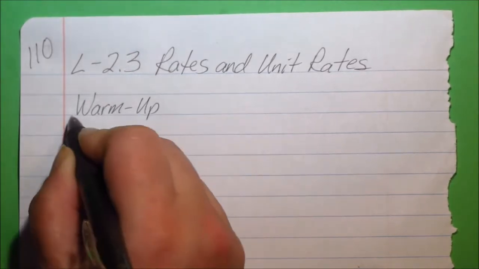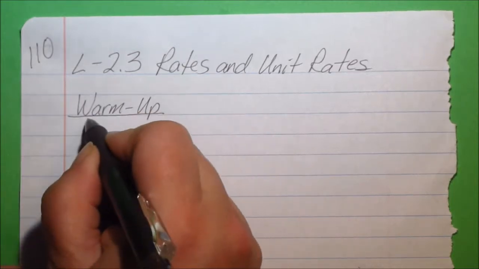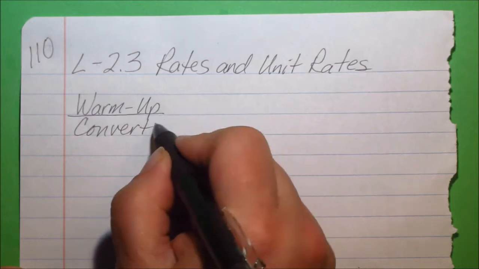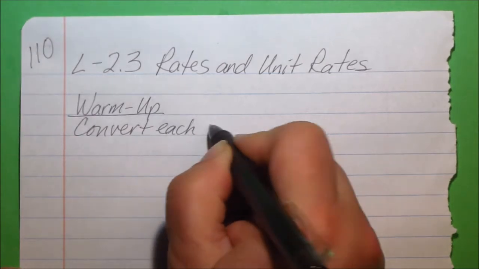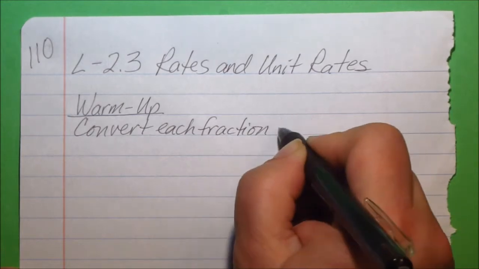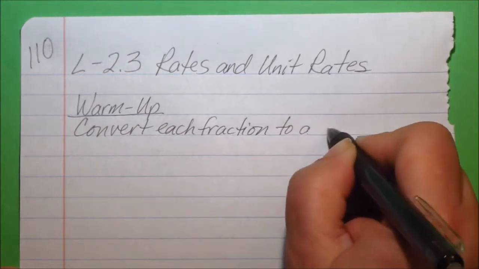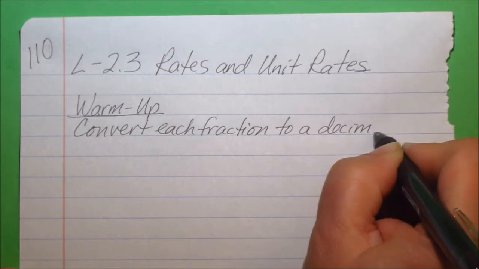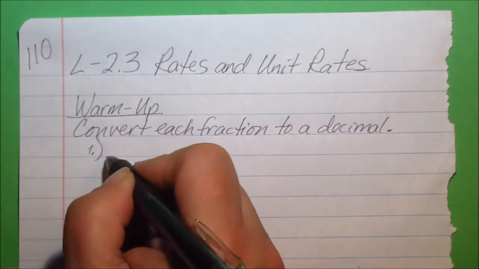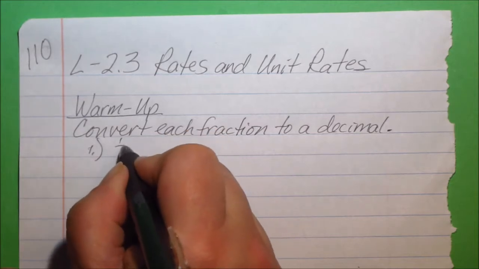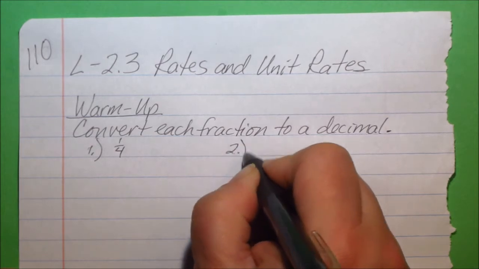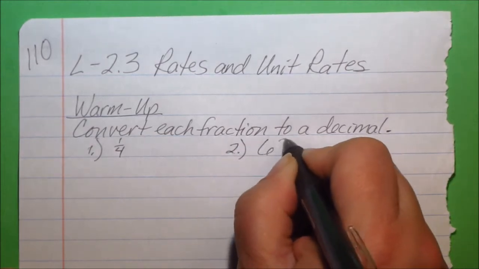Warm up is convert each fraction to a decimal, and the first one I want converted is 1/4. And the second one is 6 2/5.